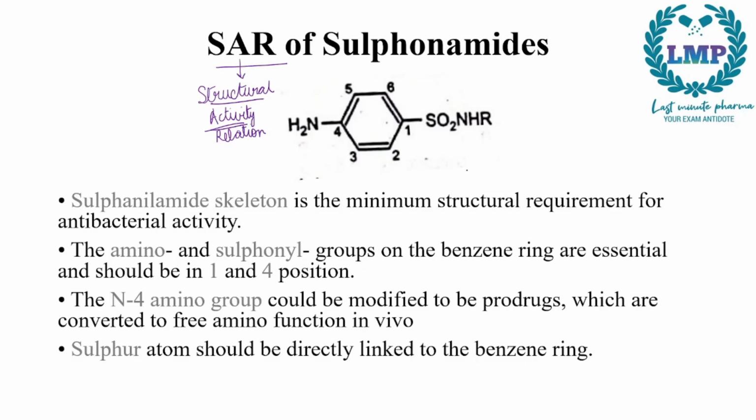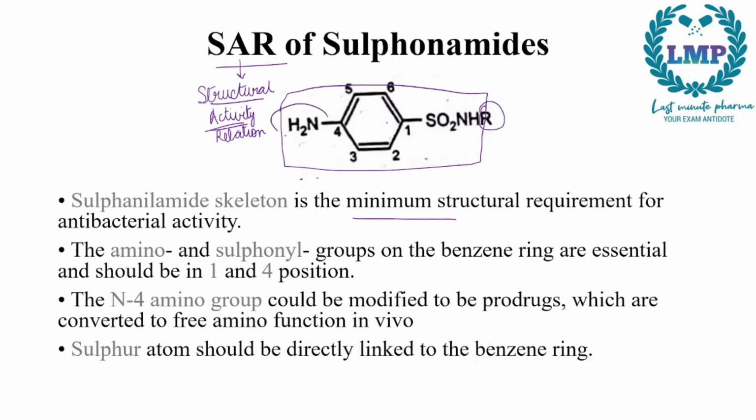So now as we know, this is the structure of sulfonamide. We have the para-amino, and in the first position para-amino benzene sulfonamide, that is sulfonyl group and amide group. Now here we will have an R group attached right here. So the sulfonylamide skeleton is the minimum structural requirement for the antibacterial activity. Now the sulfonylamide skeleton is this part right here. So this is the minimum structural requirement for antibacterial activity.